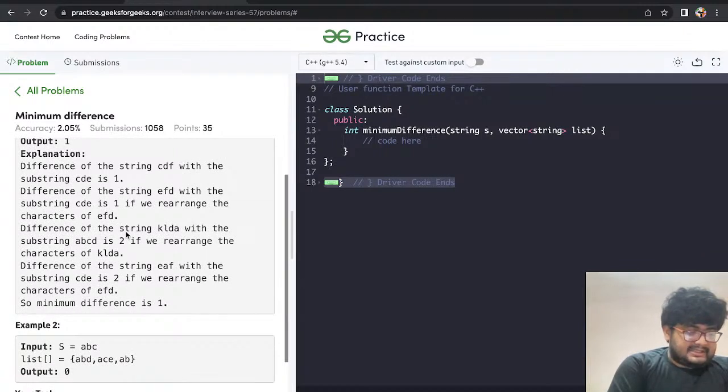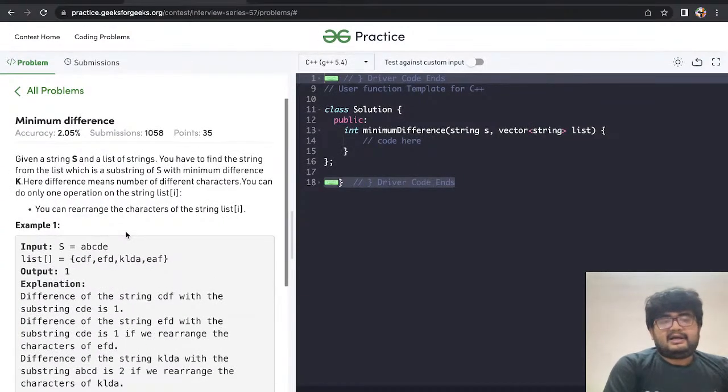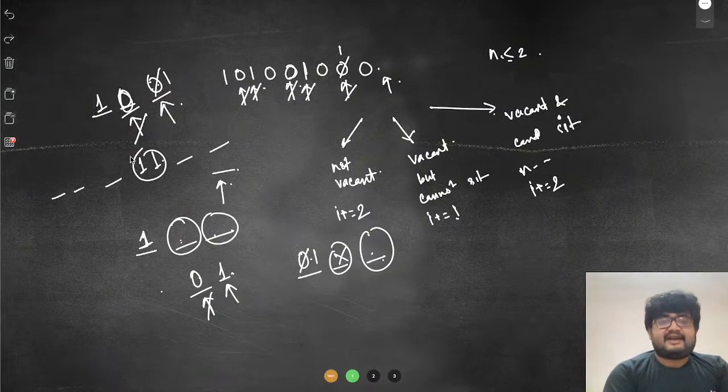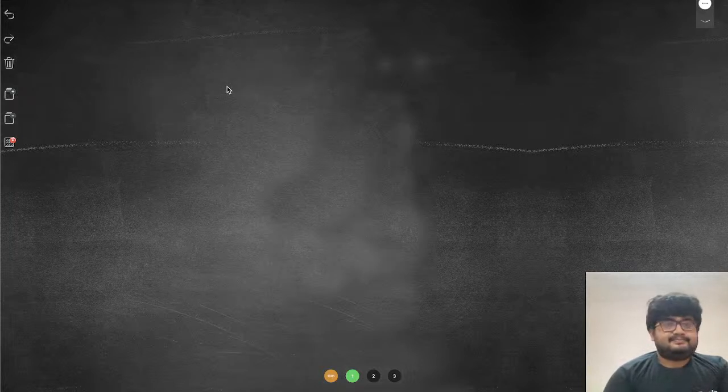The problem is not clear for the case when the length of S is the length of the list of I. Why is it not clear? There's nothing unclear, right? It's pretty simple. You have a substring. See, it's pretty simple with this fact that let's say we have some string, right?